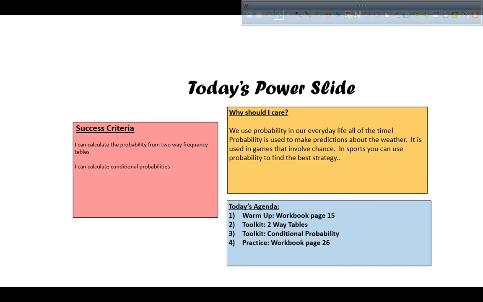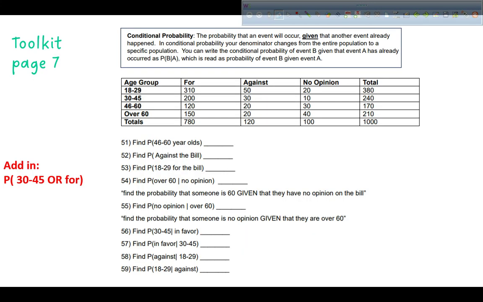So this is gonna set a condition. You gotta look at that condition first, and then you can do the other thing, all right? So conditional probability is the probability that an event will occur given that another event has already happened. In conditional probability, your denominator changes from the entire population to a specific population. In the past two tables that we just did today, the denominator was always the bottom right-hand corner number, the big number. In conditional probability, it gets more specific. It narrows down the population. It changes the denominator to something else, all right?